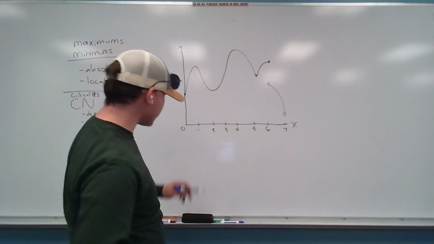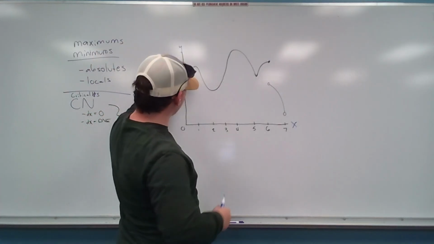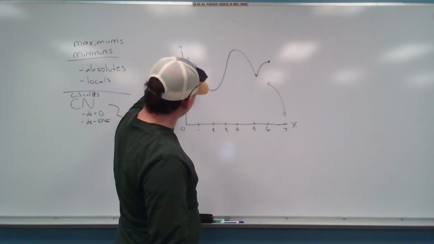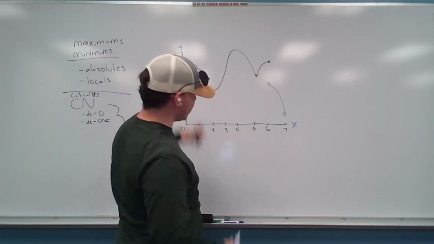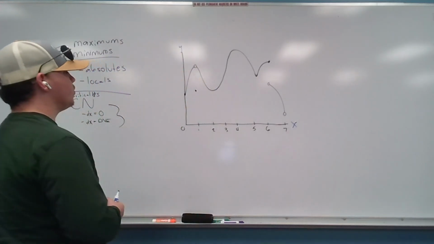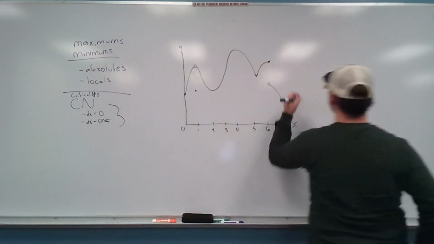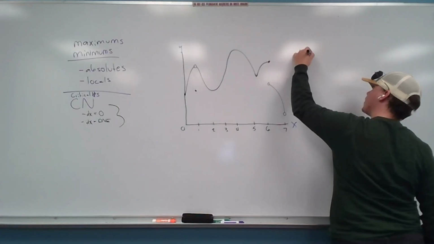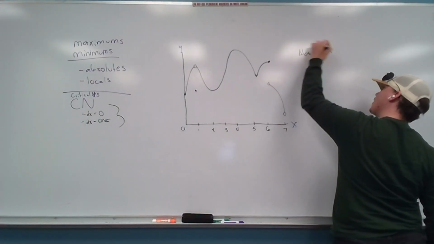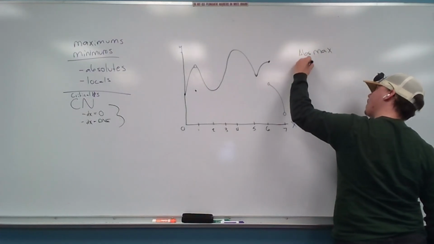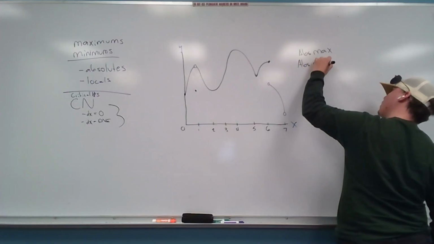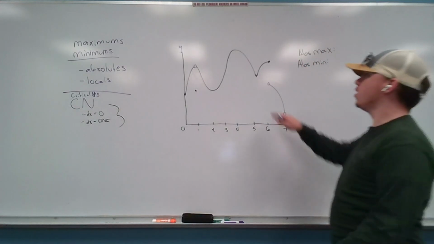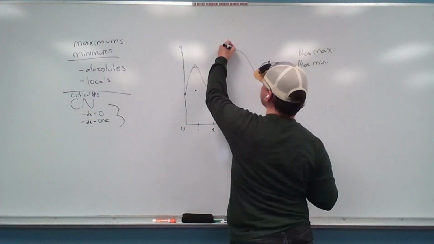Oh, I missed a part on the graph. There's a hole right here. Okay, easy. Anyways, so where is the absolute maximum? We're going to look at the x values right now. Absolute max, absolute min. So, where is the highest point on the graph? Well, it's obviously right here.